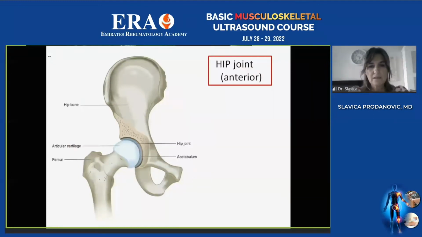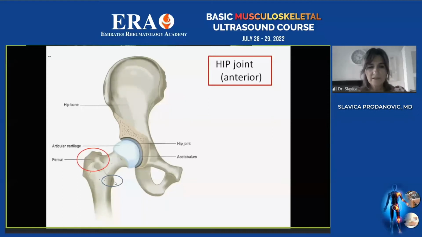In this image, you can see all those important structures from the anterior side. Again, you can see the articular surfaces of the acetabulum. You can see the articular surfaces of the head of the femur. You can see the femoral neck, and you can see two bony prominences. The first one is the greater trochanter, and the last one is the lesser trochanter.